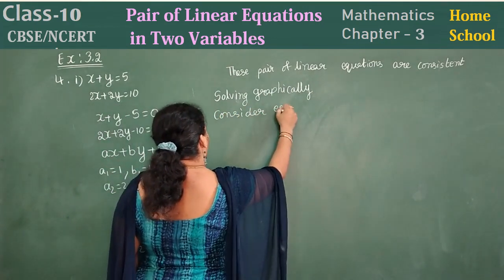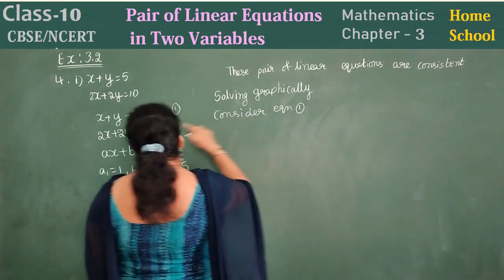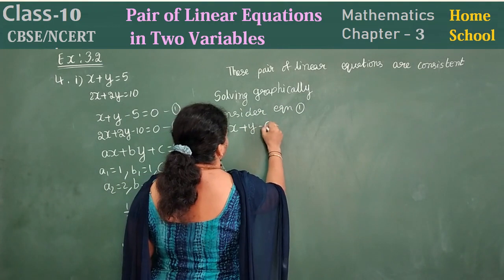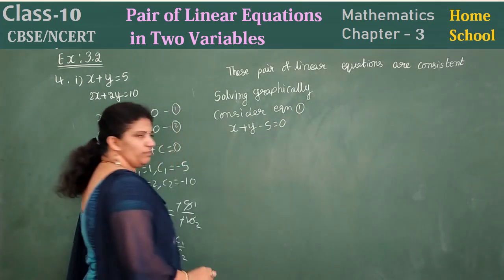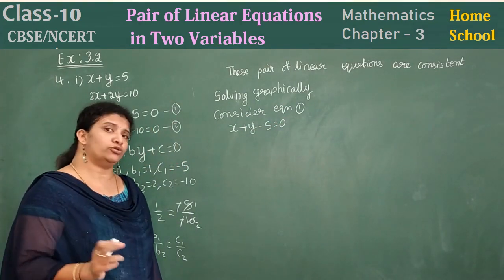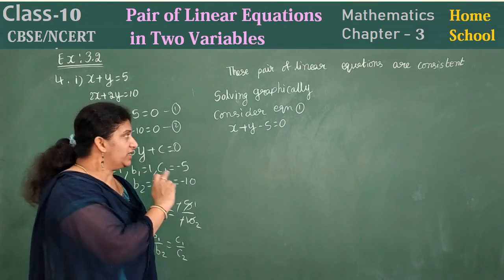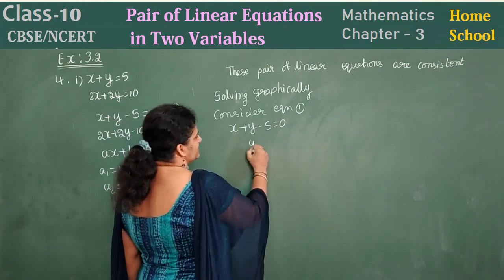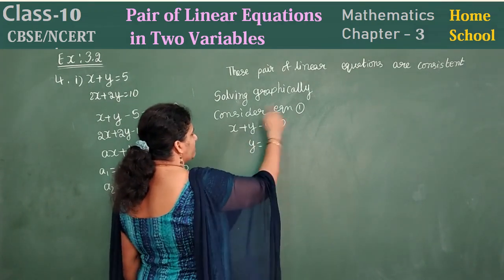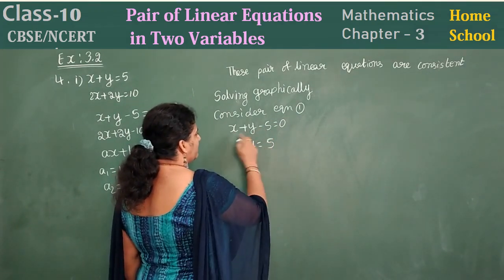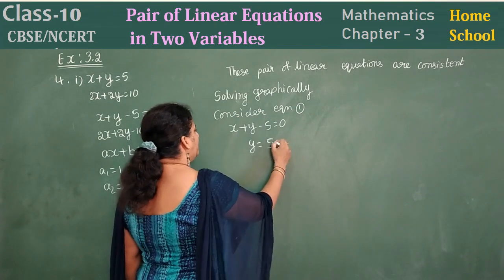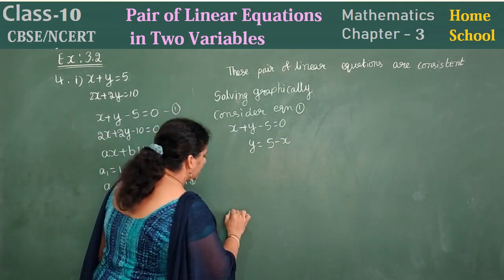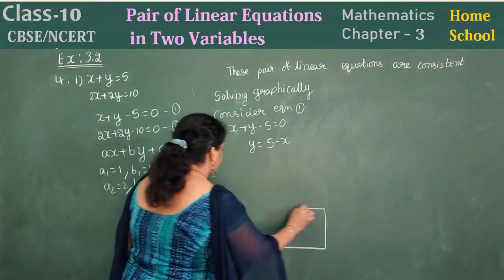Okay. Consider equation 1. What is your equation 1, children? x plus y minus 5 equal to 0. Okay, when you are going to do a graph, you have to convert your equation into y form, right? That is y as it is here. Send this minus 5 to the other side, plus 5. Send this x to the other side, minus x. Okay, now let's draw a table for this equation.